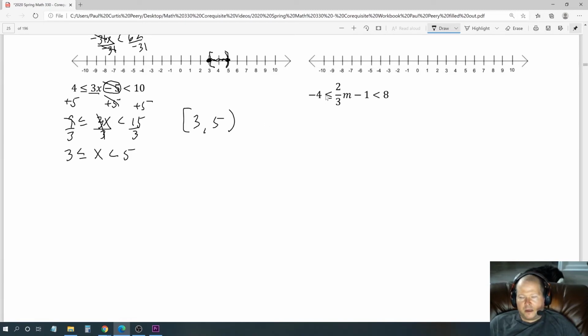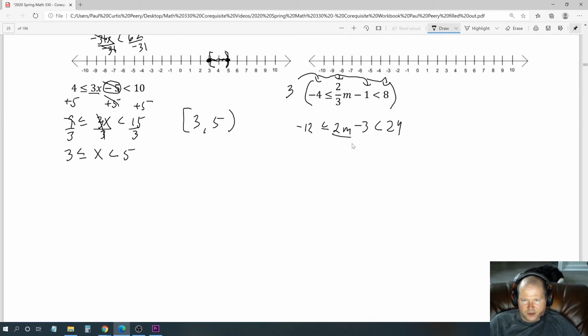Okay, the next one, it's similar, but this one actually has a fraction. So we probably want to multiply and get rid of the fraction right off the bat. Since there's only a 3 denominator in the entire thing, we're going to multiply everything by 3. So negative 4 times 3 is negative 12. 3 times 2 is 6. 6 divided by 3 is 2. 3 times negative 1 is negative 3. 3 times 8 is 24.